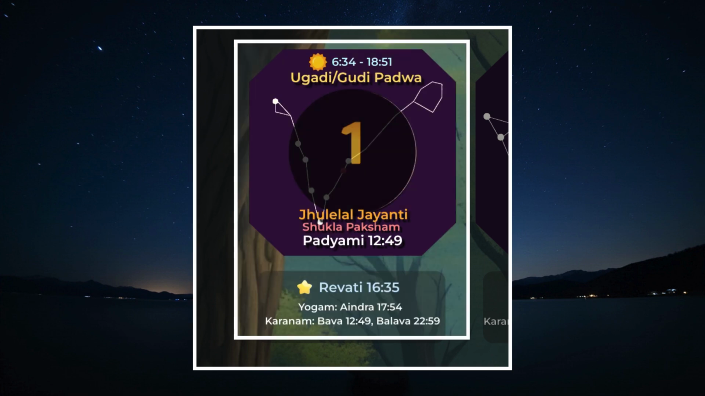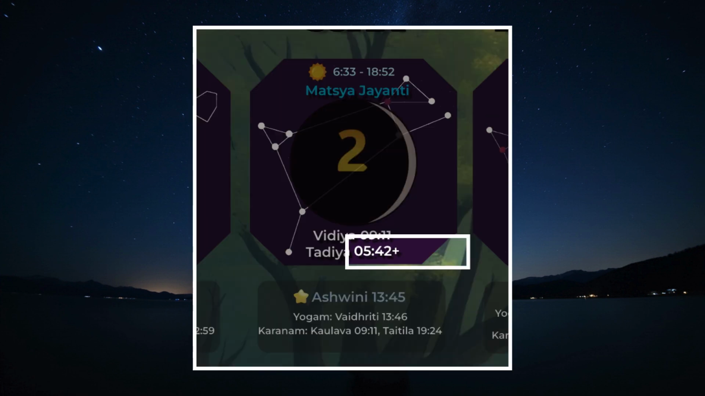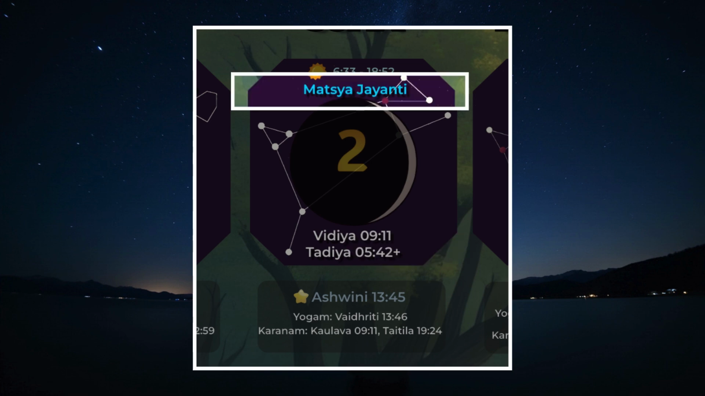All timings follow the 24-hour clock format. If a time extends into the next day, a plus sign is placed next to it. Below or above the tithi, you will find the names of auspicious events occurring on that day. Use this information about tithis and events for both material and spiritual growth.